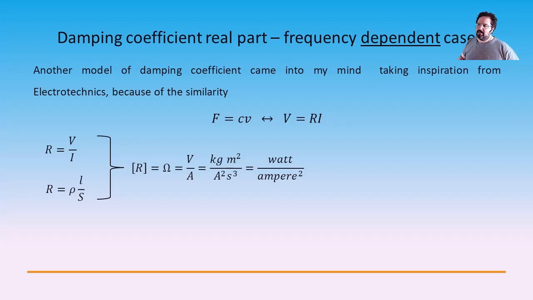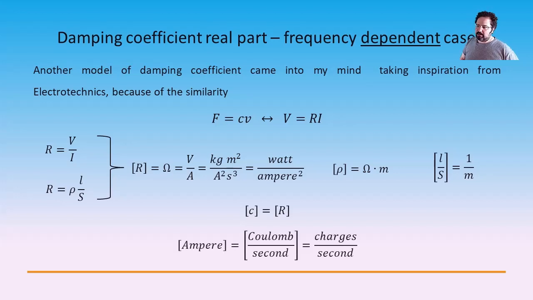There are watt over ampere squared, and ρ, in English resistivity, whose dimensions are ohm times meters, and then L over S, length over cross section area, is the inverse of distance, 1 over meters. So the physical dimension of damping coefficient and resistance are the same.